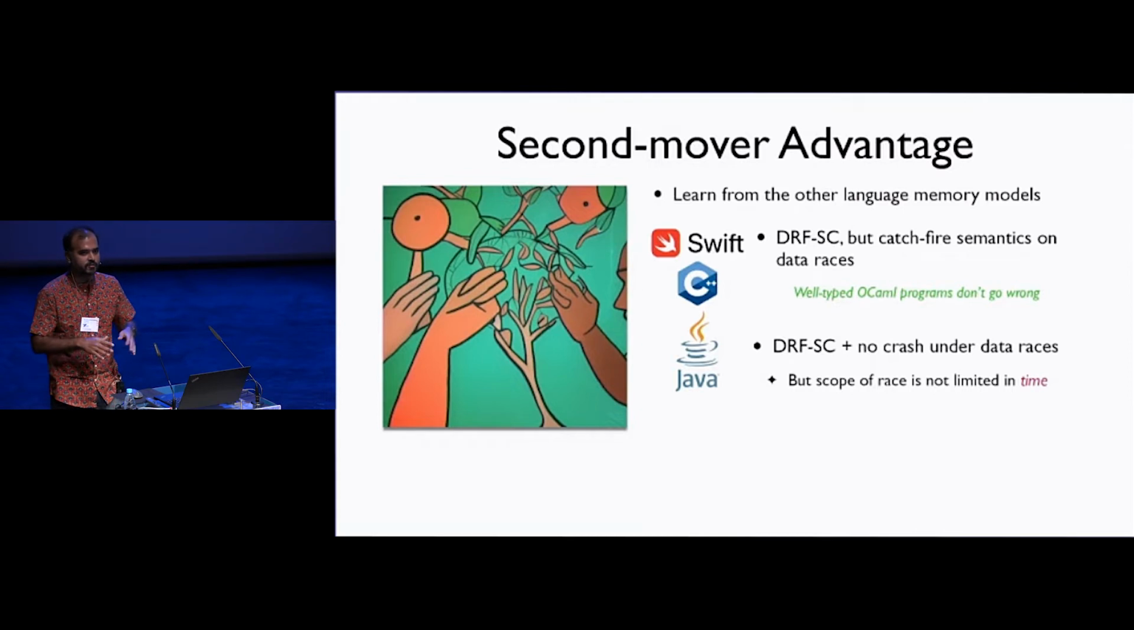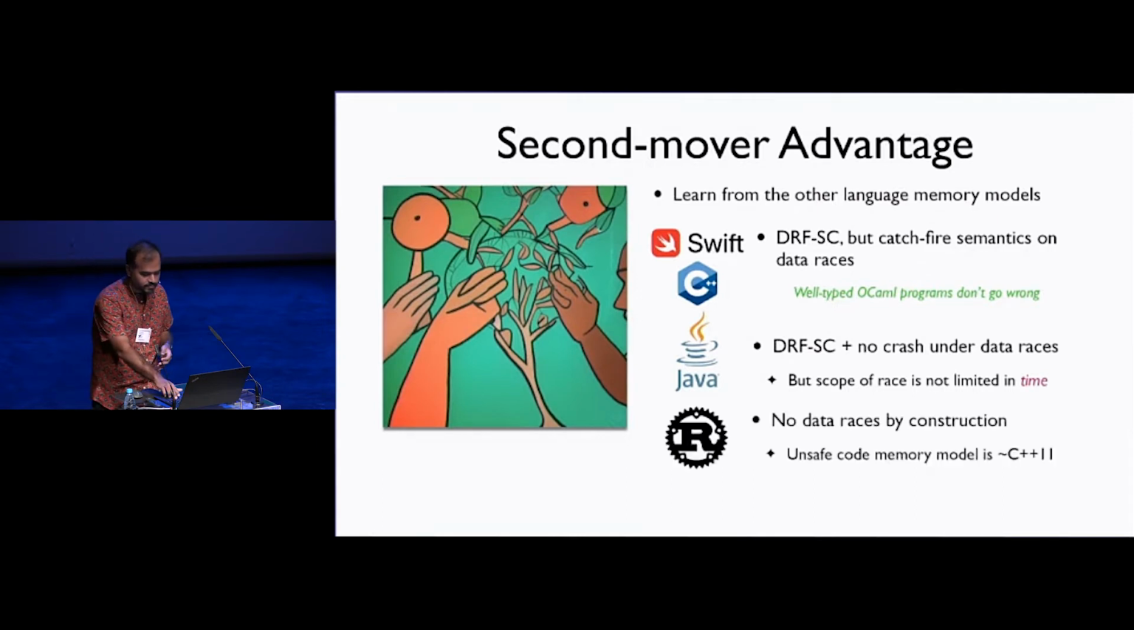Java memory model does better. It has DRFSC, but it also ensures that under data races, programs don't crash. But the Java memory model has this limitation that when you have a data race and you know that there is some point in the execution where the data race is done, you may still have the effect of the data race beyond this point. So we define this property as data race not being scoped in time. Essentially, you can't do modular reasoning in the presence of data races in Java. On the other hand, if you look at a language like Rust, it ensures that there are no data races by construction, by extending the type system.